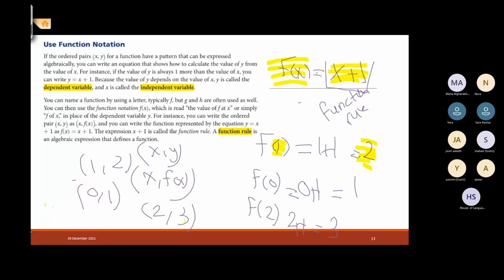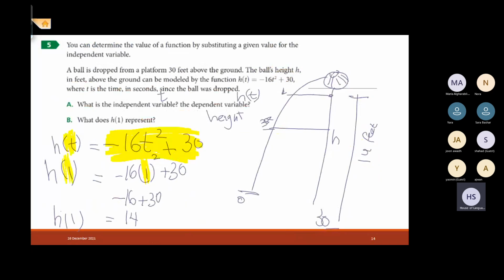Then, negative 16 times t squared. What's the value of t? 1. 1 squared. 1 squared means 1 times 1. 1 times 1 is 1. 1 times negative 16.